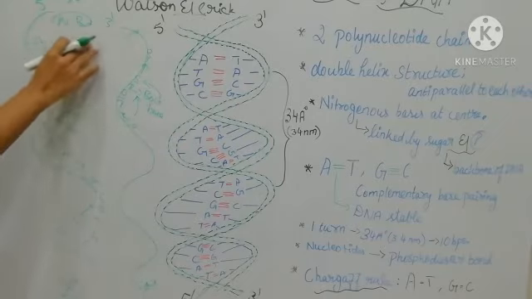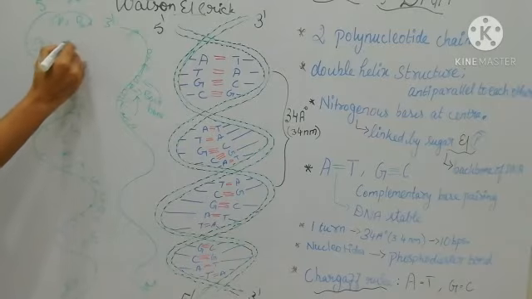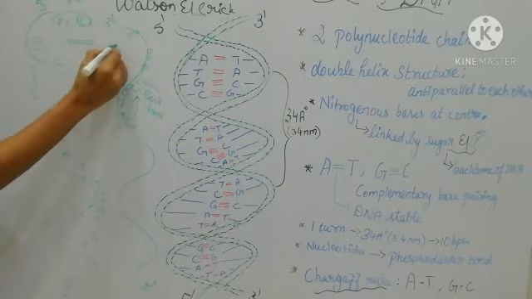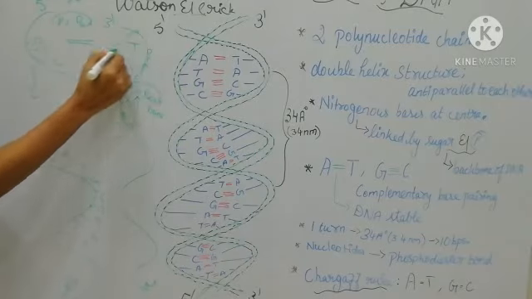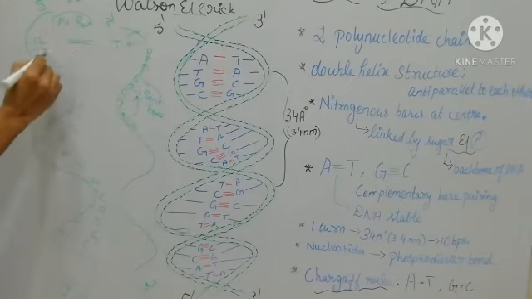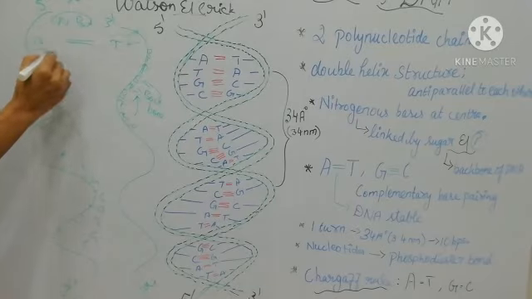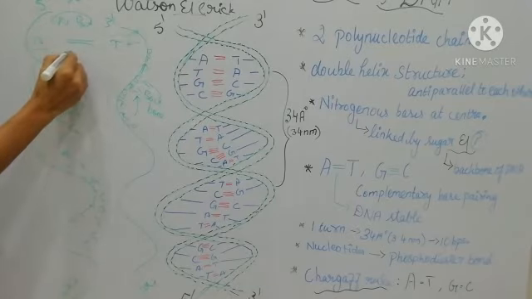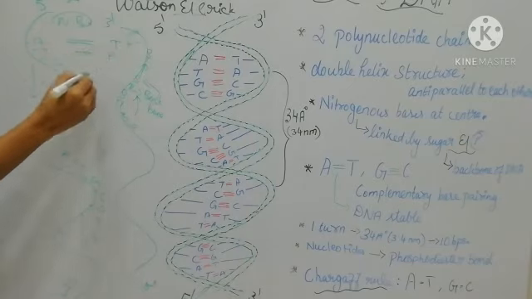So the adenine will pair with thymine with two hydrogen bonds. So these are the two bonds, and this will pair with thymine. And the thymine is the pyrimidine. This thymine will always pair with adenine, that is with two hydrogen bonds. A will come here.